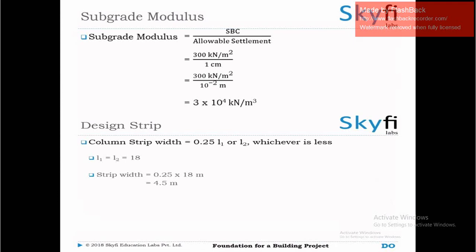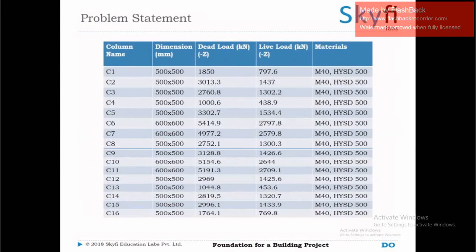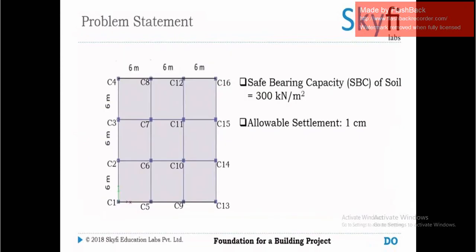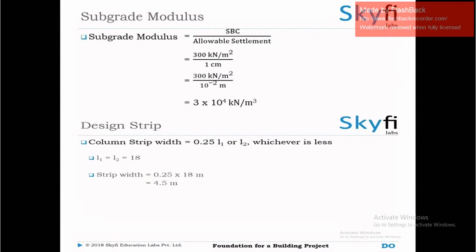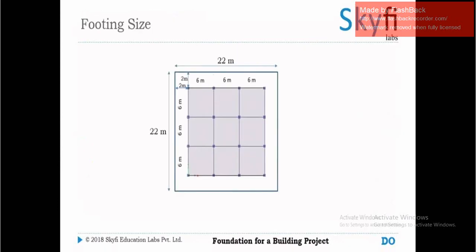Again, when we will be using the design strips, we will need the use of the width. So we'll be calculating the width. We know that the column strip width is L by 4, the lesser of the two. Here L1 and L2 both are the same, both are 18. You already saw it. Let me show you once again. 6, 6, 6, both are 18, so 18 by 4 is 4.5. We'll consider it approximately 4. So we will be using the strip width as 4 meter.